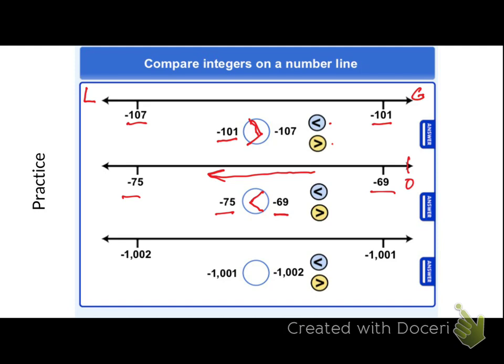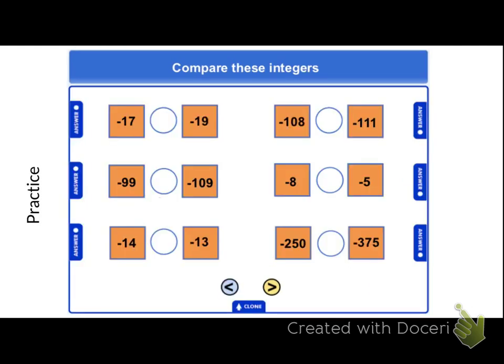All right, and the last one, I have negative 1001 and negative 1002. Negative 1001 right here is to the right of negative 1002. If it is to the right, that means it is greater than, and the order they want me to go is negative 1001 is greater than negative 1002.